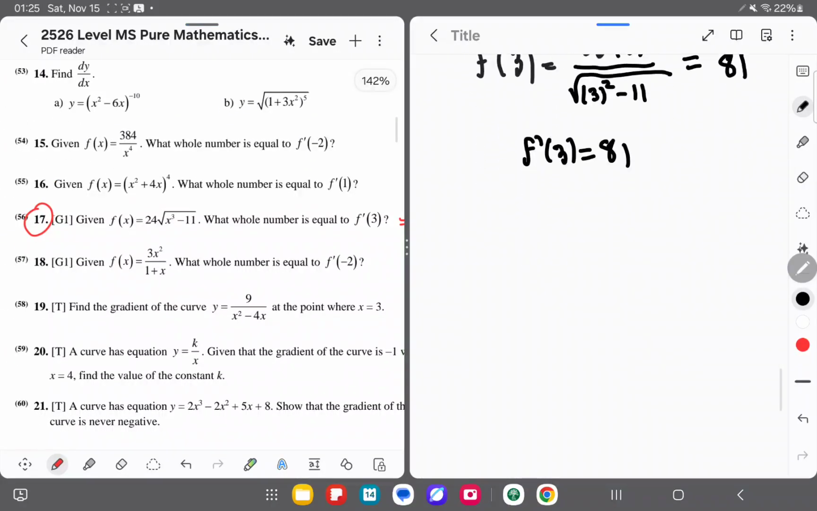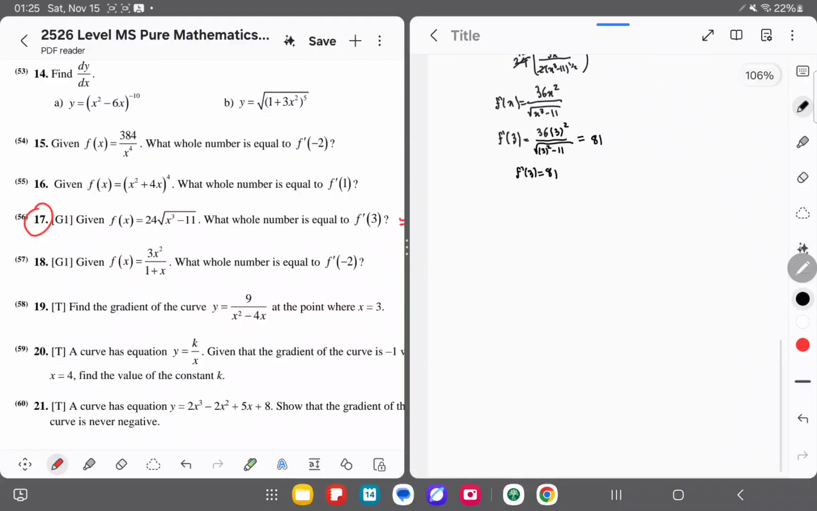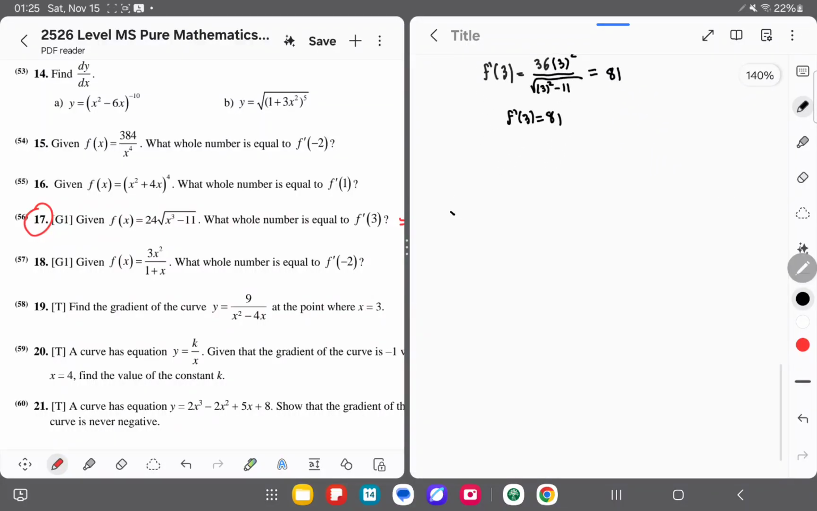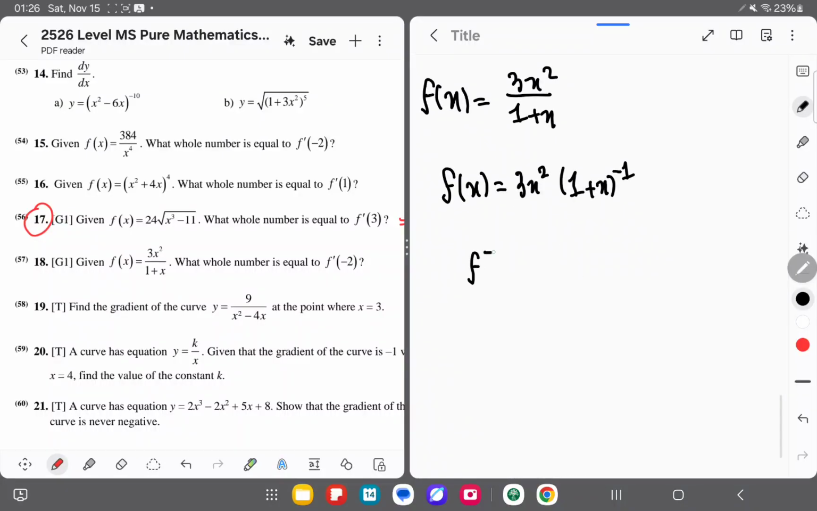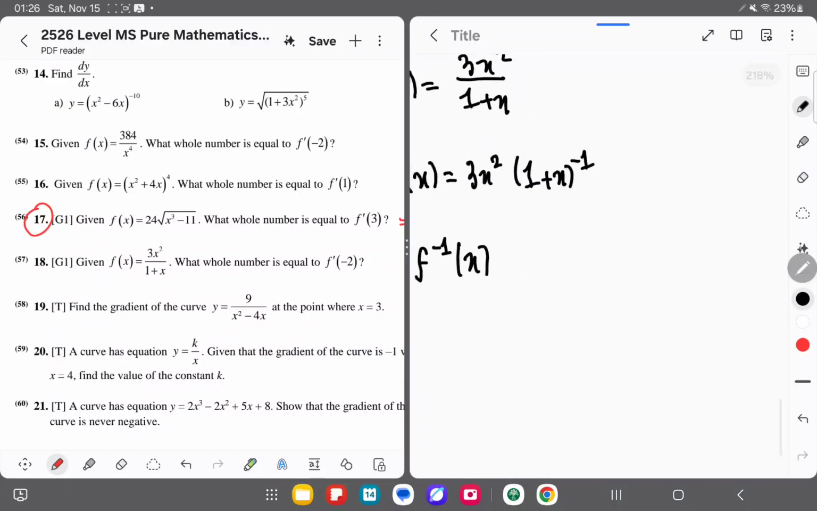Okay, now question 18. Given that f(x) is equal to 3x squared over 1 plus x, what whole number is equal to f prime of minus 2? Now here we have to use the chain rule again. First we'll bring this binomial back to the numerator. So we have 3x squared times (1 plus x) to the power of minus 1. And now we'll apply the chain rule. We'll use the same rule we used in the previous question.